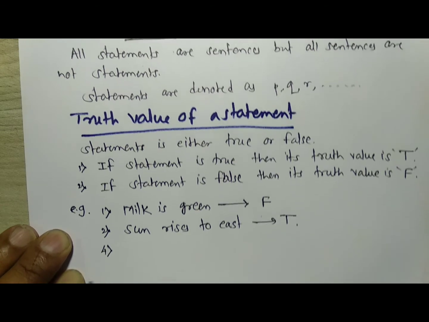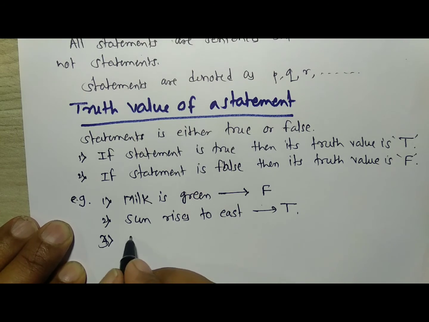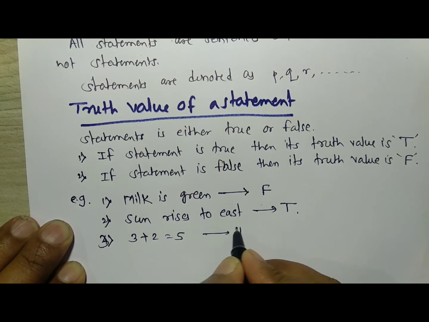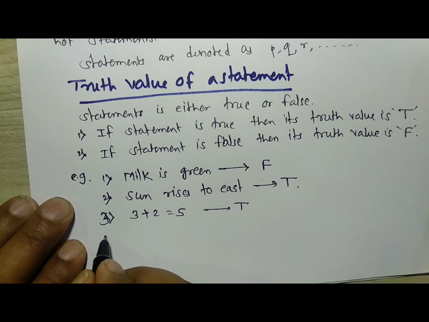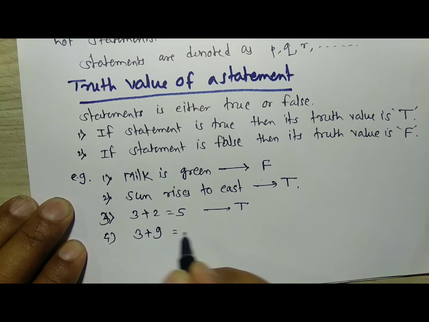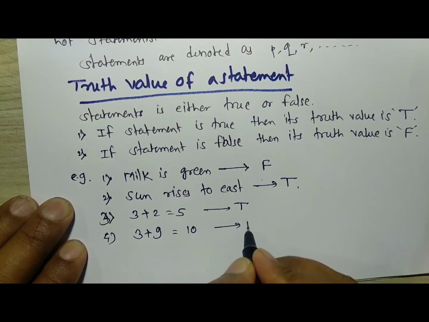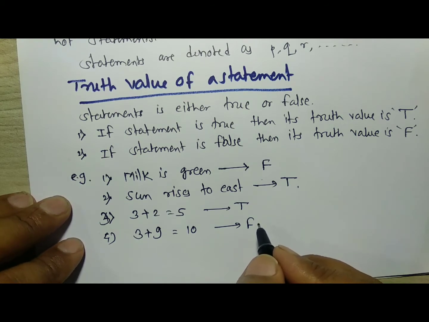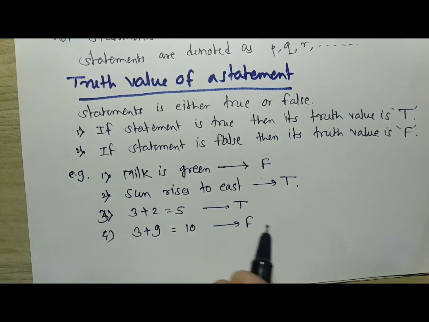Third one is 3 plus 2 is equal to 5. The truth value of this is true. Fourth one is 3 plus 9 is equal to 10. It is false. Those are the truth values related to the statements that we have to take into consideration, the truth value of the statement and what the statement is.